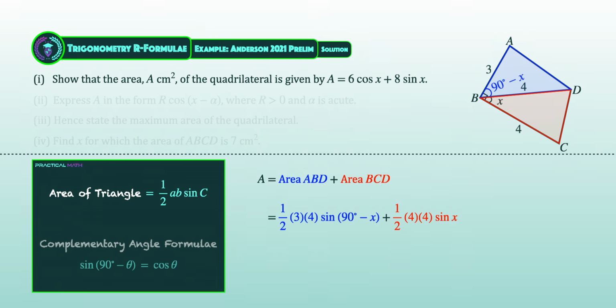Next, we apply the complementary angle formula, where sine (90 minus theta) is equal to cosine theta. With that, our area A will be 6 cosine X plus 8 sine X.